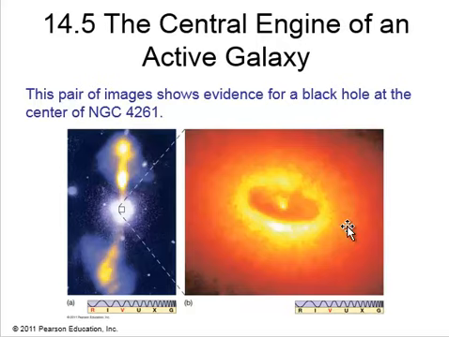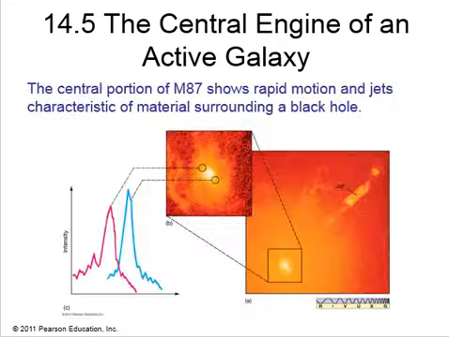Okay. Here we have the central portion of M87, and it is showing rapid motion, which you would expect in the accretion disk around a black hole, and you can see it in the spectral lines here. We have a shift to the red on one side, and on the other side here we have a shift to the blue. So it's showing one area moving away and one area moving towards us, and if we have this measured over time, then that gives us a velocity.